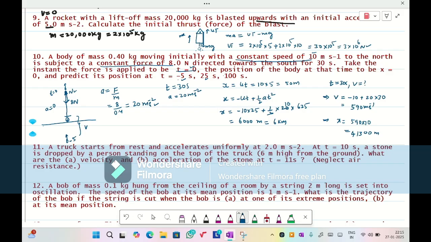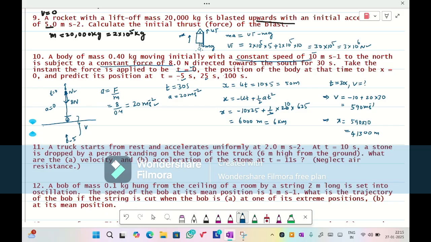Or for minus 5 seconds, minus 50 meters, so you subtract, and you will get the answer, right? Minus 50. So 47,300 minus 50. Therefore 47,325 meters. So this is the final position at 100 seconds.